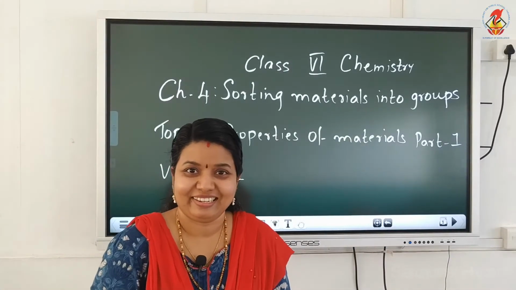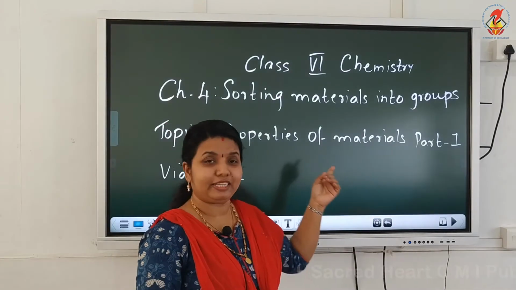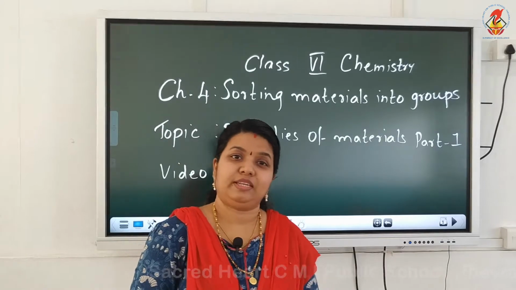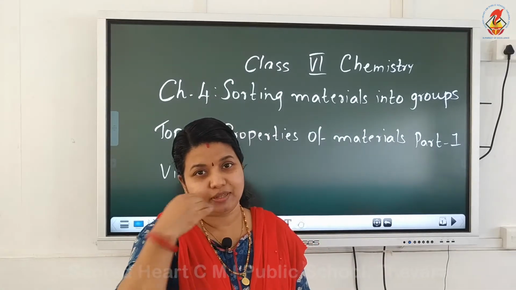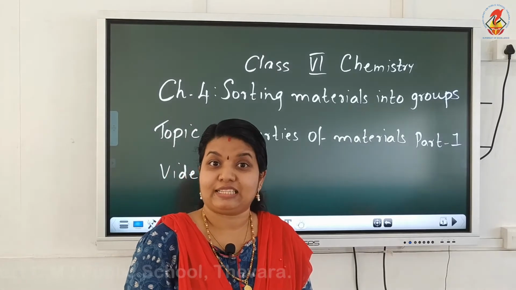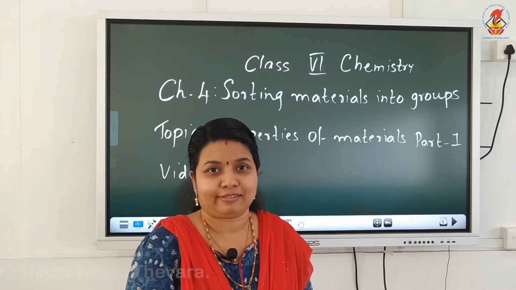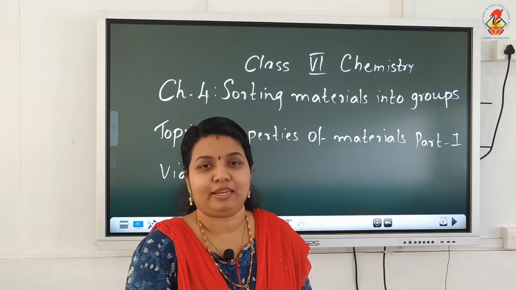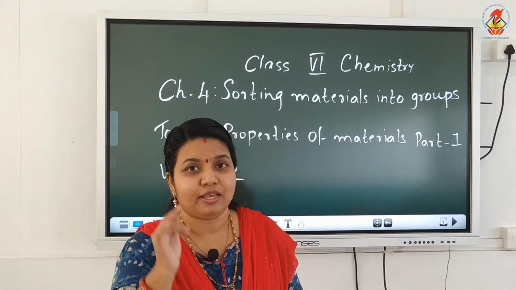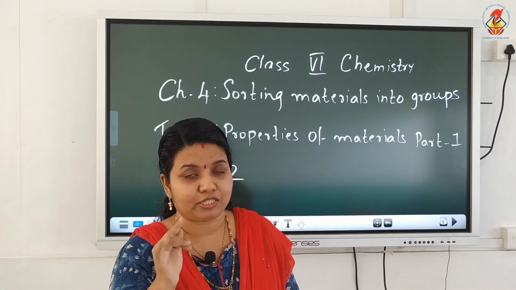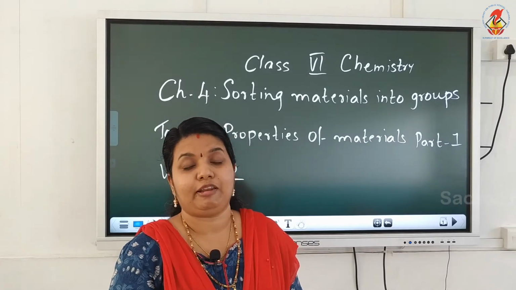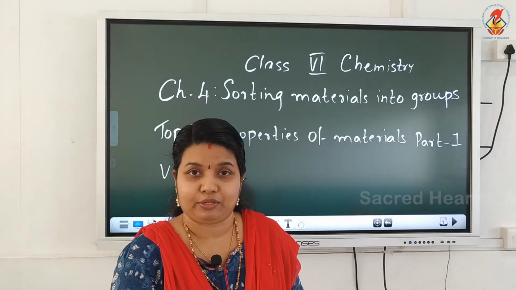Welcome back, children. We continue with our fourth chapter, sorting materials into groups. In the last class we saw what is sorting, what is the need of sorting, and the different materials that can be used for making objects. We also saw the factors that decide whether a material can be used for making a particular object. There the answer was, properties of materials and the purpose for which the object has to be used determine whether a material can be used for making a particular object or not.